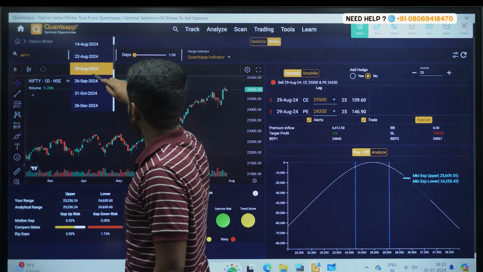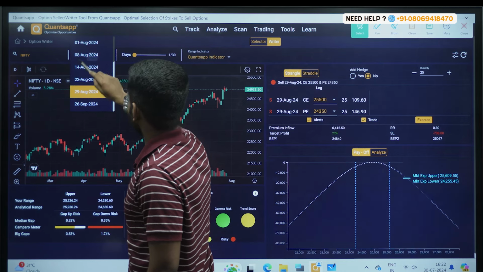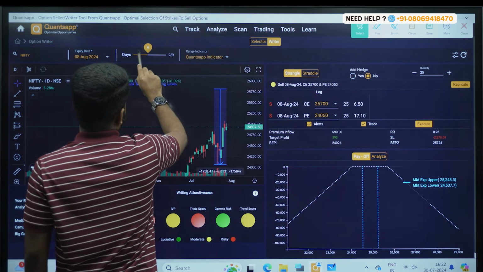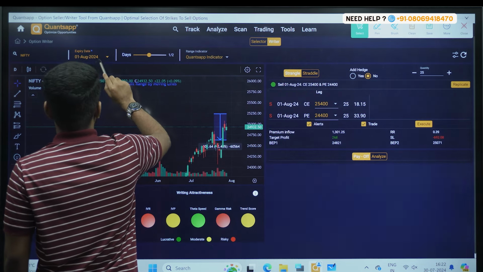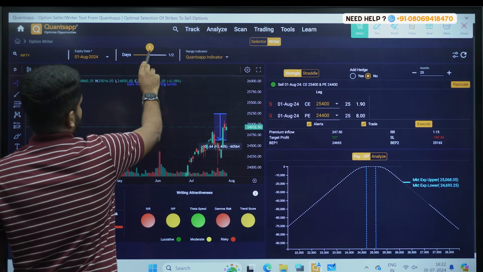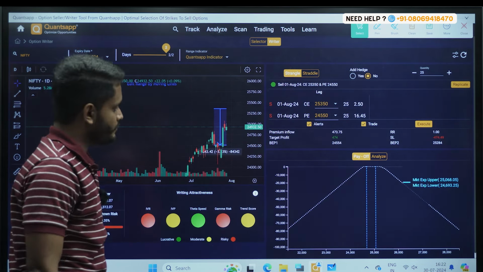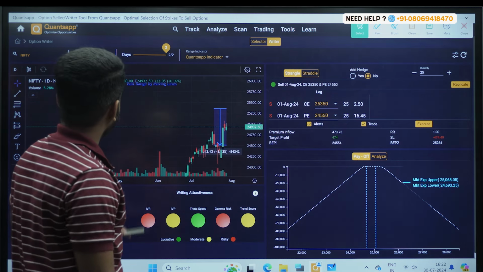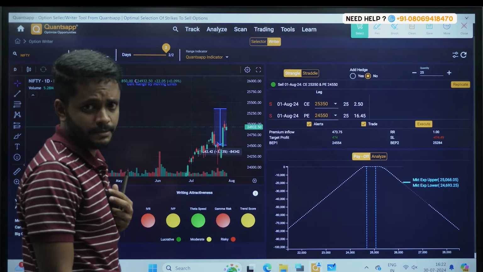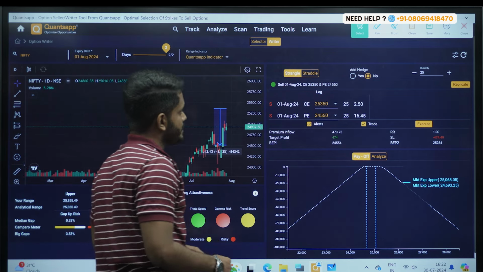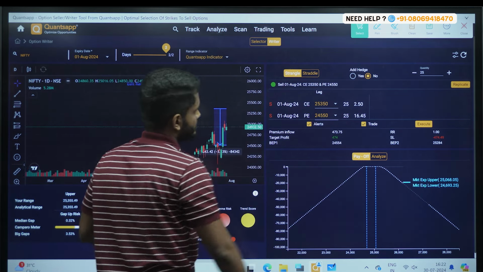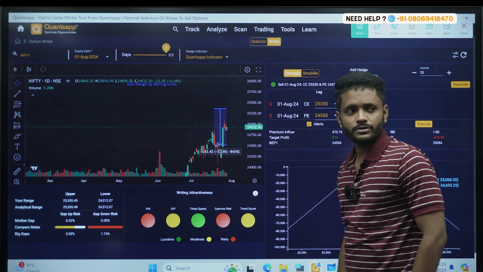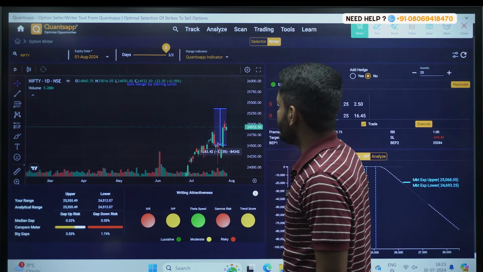Let's say I am changing my expiry to 8th August. Let's say 1st August. Now there are 2 days left for the expiry. So on 1st August, I have selected that I want to hold the sell position for the next 2 days. Based on that, it is asking me to sell the 25,350 call on the upside and the 24,550 put on the downside.